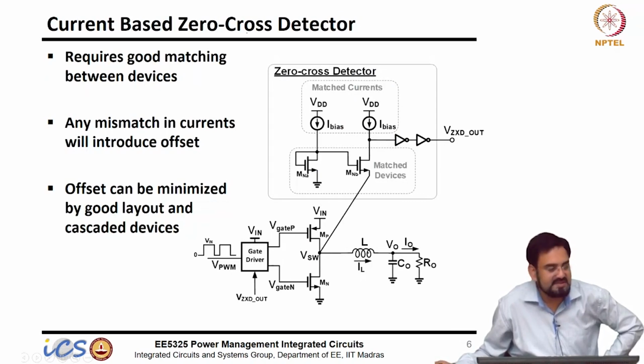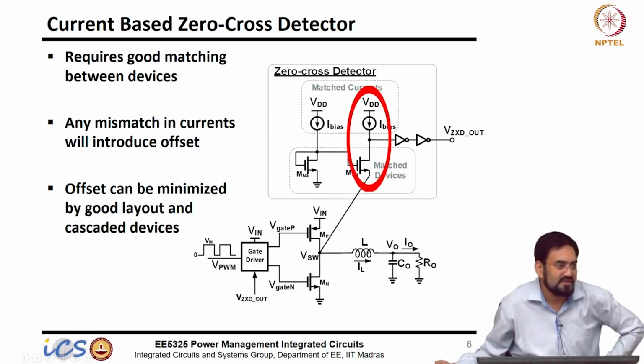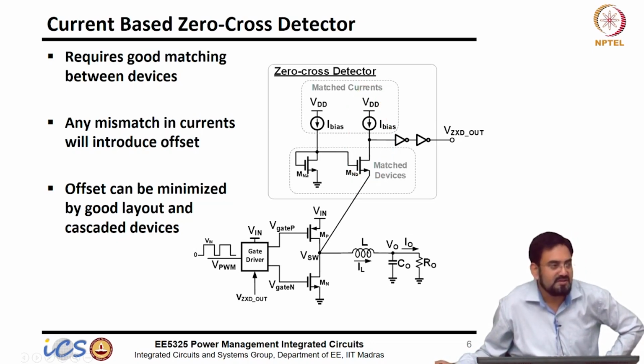So this is your current based zero cross, and if you look at it, this is nothing but a current starved inverter. Instead of a PMOS switch, you have the high side current here, the bias current, and your input is received by the common gate.